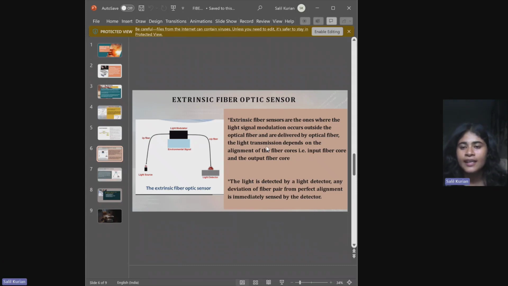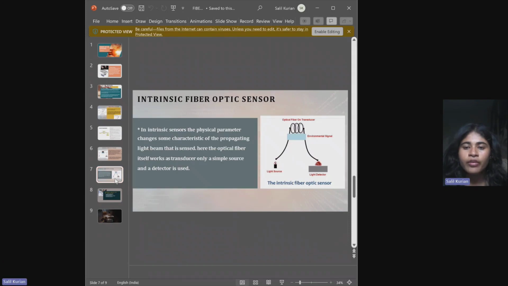They rely on external sensing elements, whereas the intrinsic ones are often preferred for high precision measurements, and they have an optical fiber that has inbuilt modulating features within it. If we see installation, extrinsic sensors require additional components for sensing, whereas intrinsic ones don't need any additional components. They are by nature perfectly fit for transmission of light over a long distance.